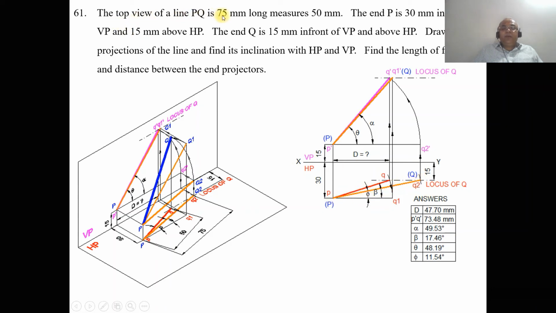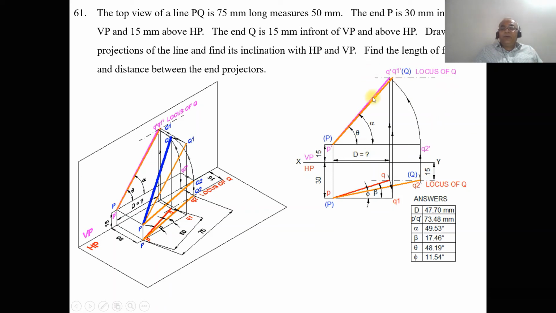As we know that this is the true length, you mark this as capital P and capital Q. As we know that we have the top view line, since the front view of the point Q dash should lie on this end projector. So from Q, you draw a vertical projector to the front view, and we will not be knowing the locus of Q. That is the one which we need to find out.